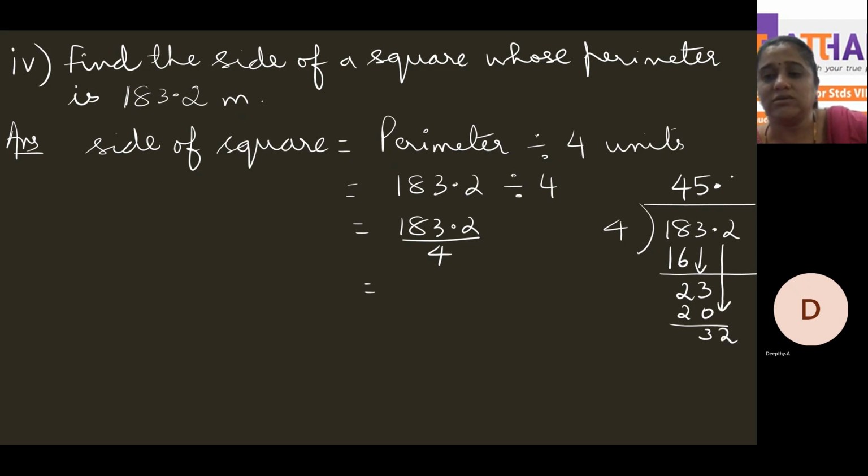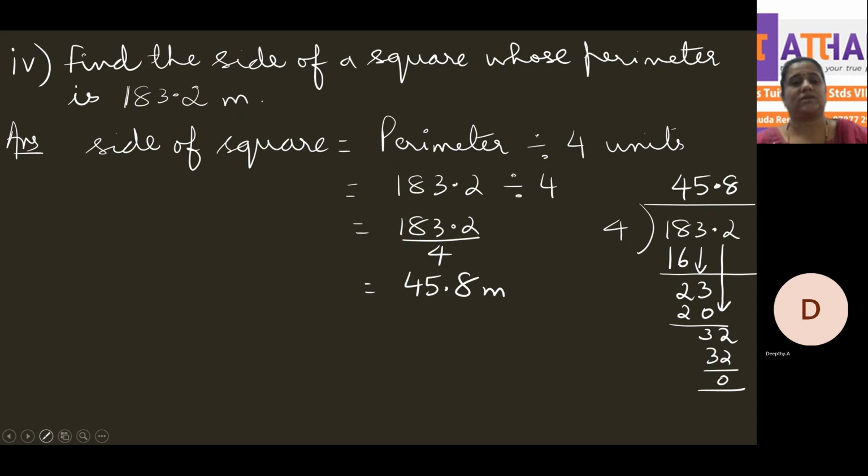So it will be 4 8s are 32 and 0 is the remainder. So the quotient is 45.8. What's the unit? Meters. Okay.